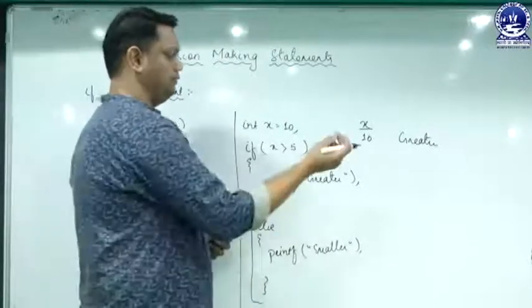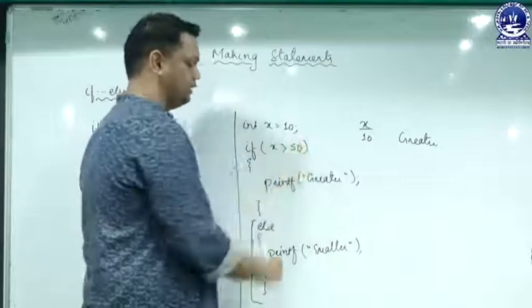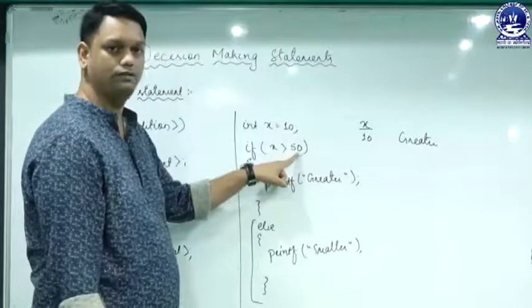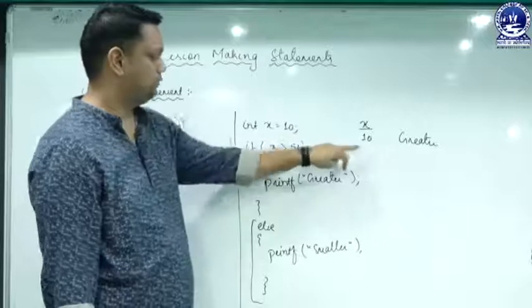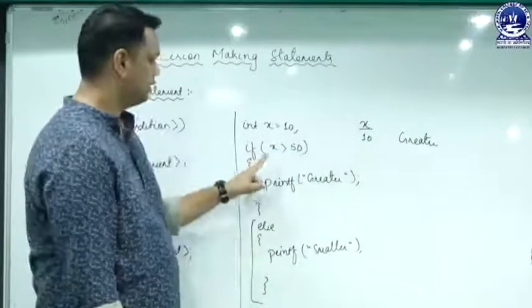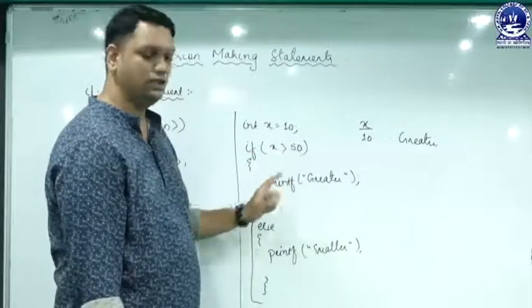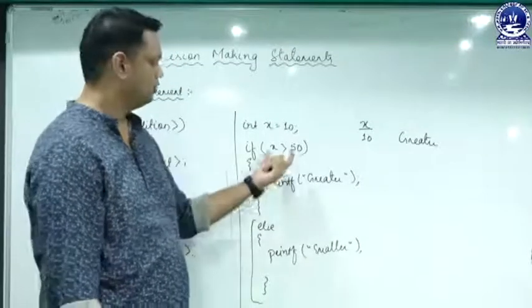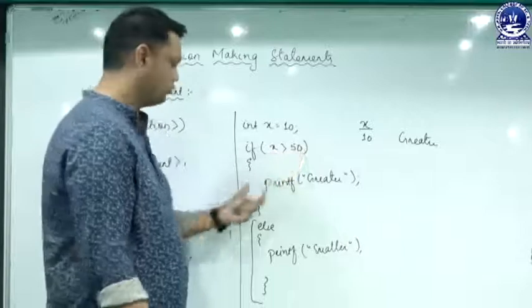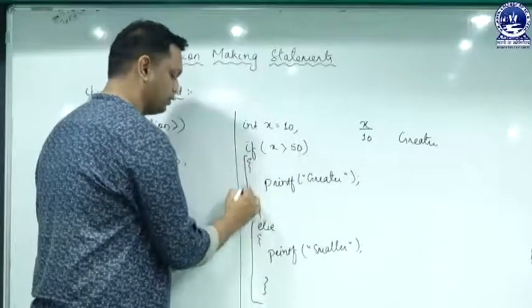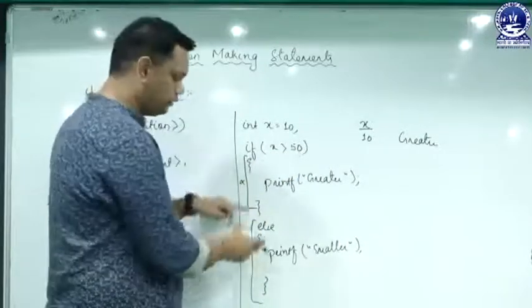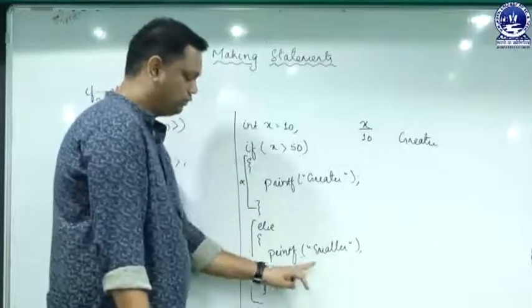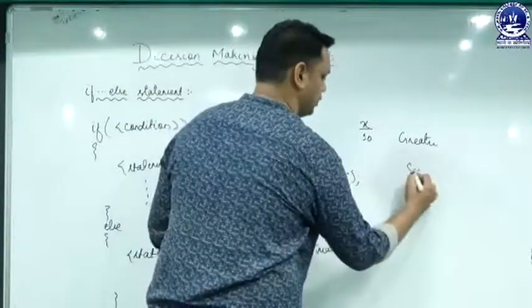Let's say I change the value. Let's say I have taken over here 50. So x equal 10, that means 10 will be stored in x. Here the condition will check: is 10 greater than 50, true or false? 10 is not greater than 50, it is less than 50. As the condition returns false, it will not enter the if block. It will move to the else block, where it is written smaller. So the answer will be smaller.